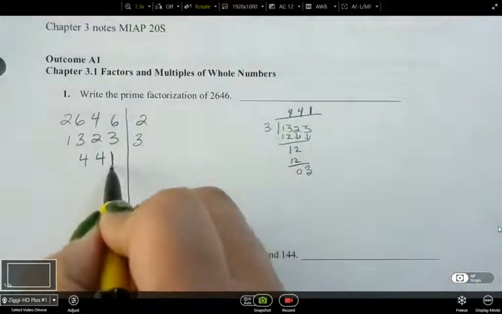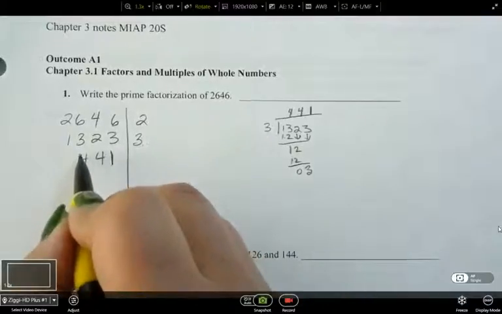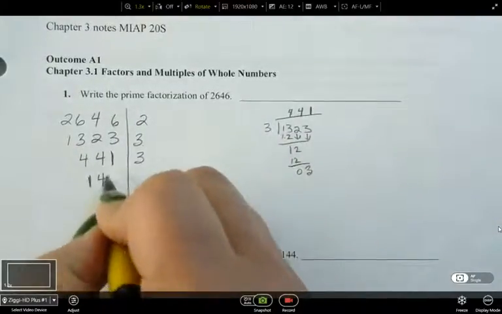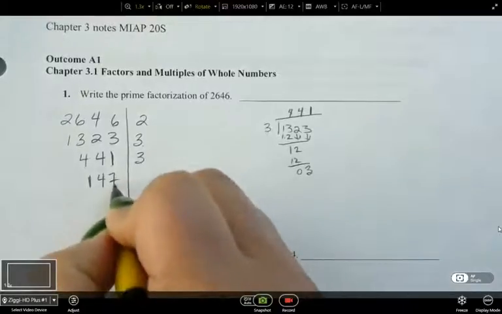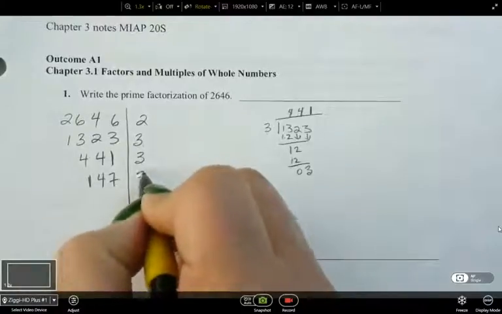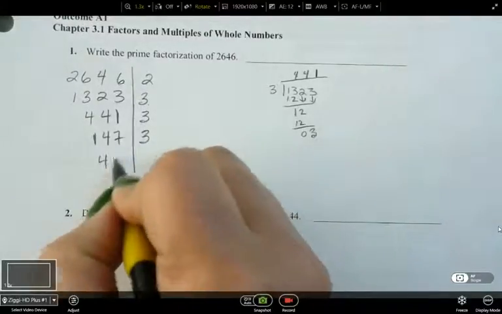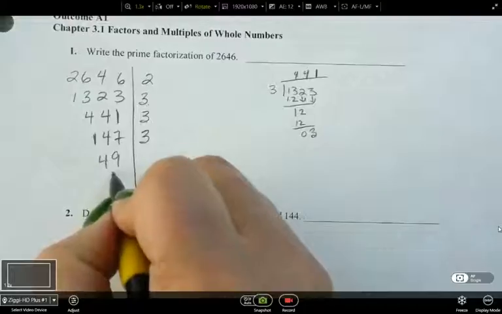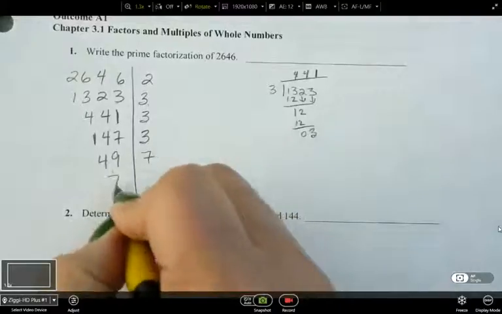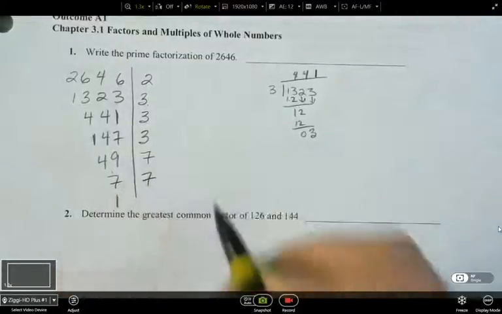All right, so this is not divisible by 2. Is it divisible by 3? 4 plus 4 plus 1 is 9. It is divisible by 3. So what's 441 divided by 3? 147. And then what is this divisible by? 1 plus 4 plus 7 is 12. So that adds up to a number divisible by 3, so it is divisible by 3 again. And what does it end up being? So we get 49 is left. And then what do you notice about 49? It's definitely divisible by 7. It's actually 7 squared, right? So, okay. And then I'm left with a 1 here. So I divided everything out completely.